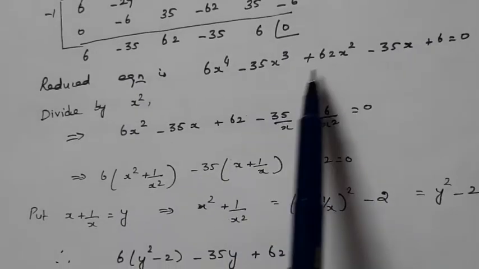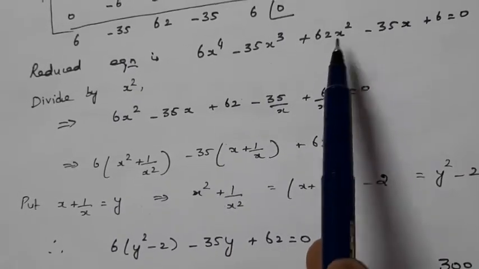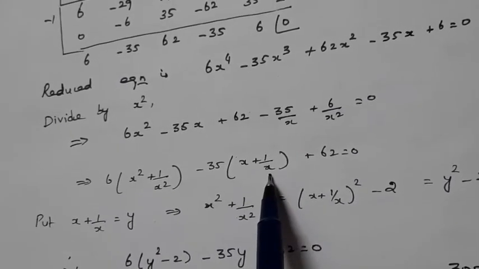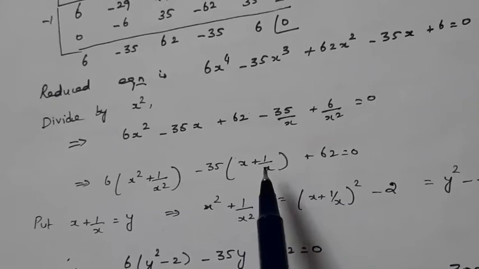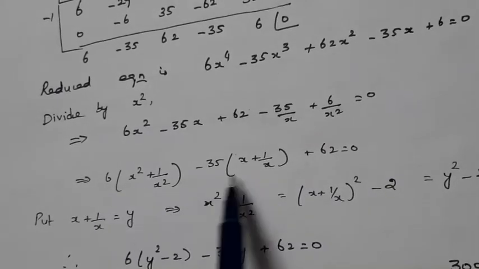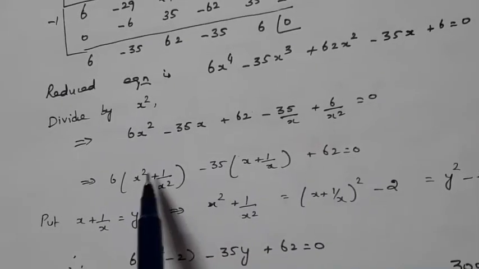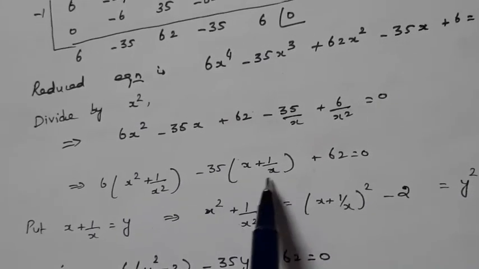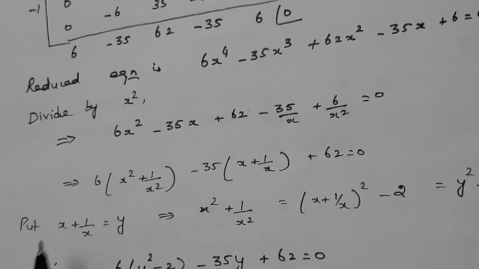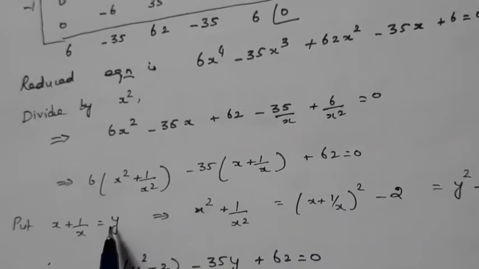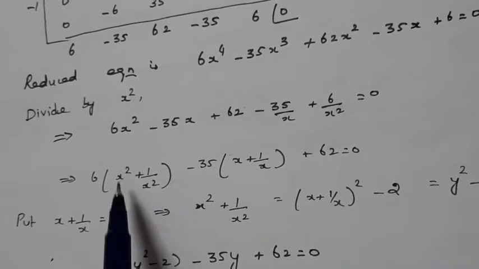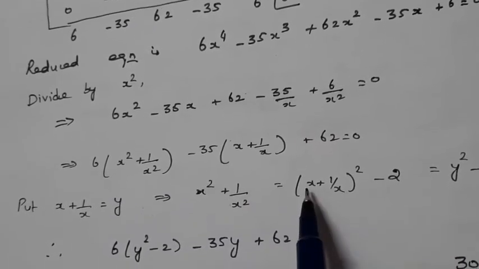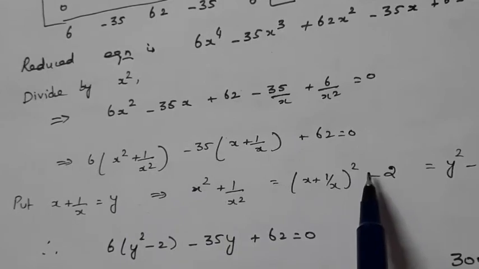So after dividing the reduced equation by x squared, you have come across the terms x plus 1 by x. Sometimes you may have x minus 1 by x. In this case, we got x plus 1 by x and x squared plus 1 by x squared. According to the technique, you have to take x plus 1 by x to be y. Then x squared plus 1 by x squared will be x plus 1 by x the whole squared minus 2.